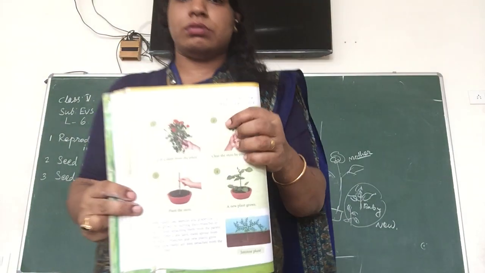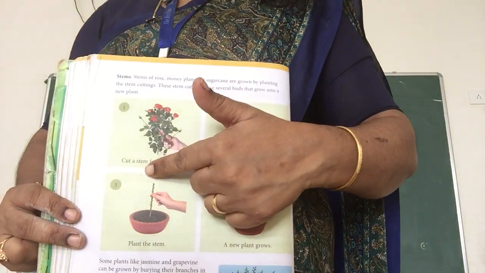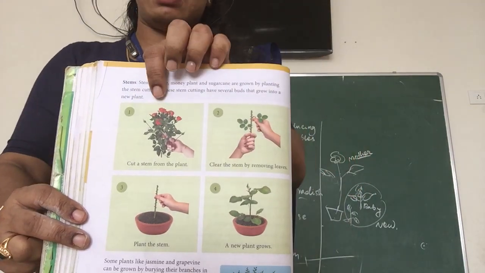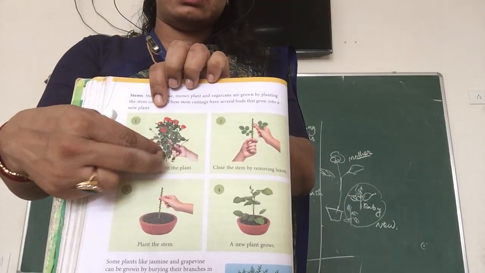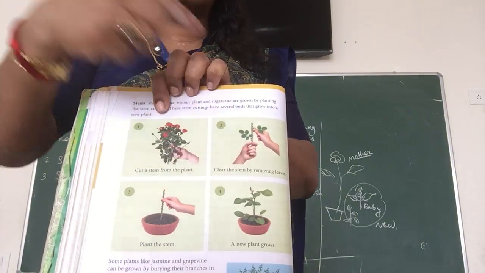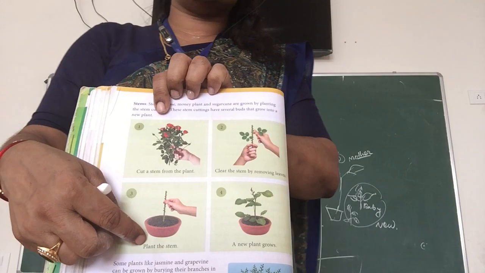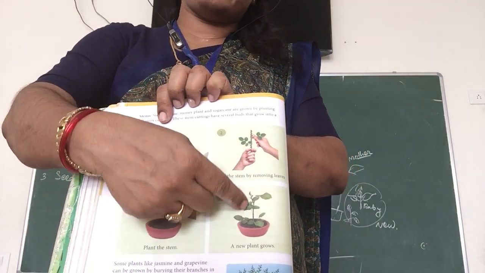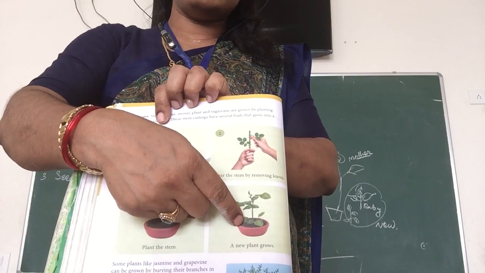Let's look at the picture. This is a beautiful rose, and there are no seeds or anything. We cut one branch, take a small piece, put it in the pot, and after watering the plant we get a new plant. Is it clear?